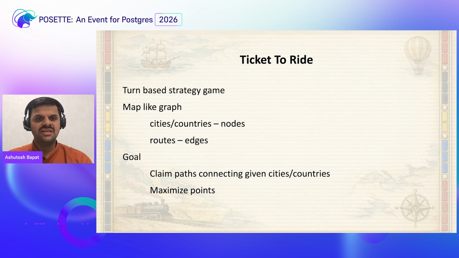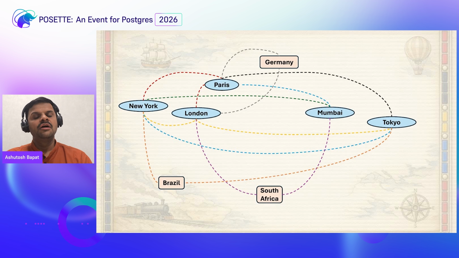It's a turn-based strategy game, and as you will see, it is a graph in computer science terminology with cities or places as nodes and the routes as edges. For this talk, I'm going to use a simplified hypothetical graph as shown, with the cities in blue bubbles and countries in pink rectangles connected by routes of varying length and with different points.